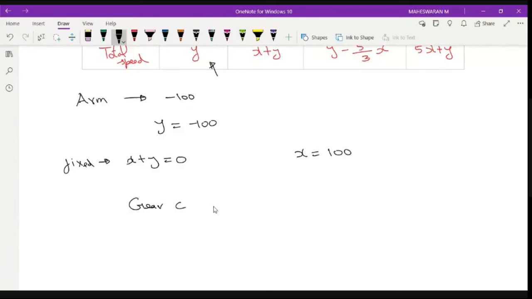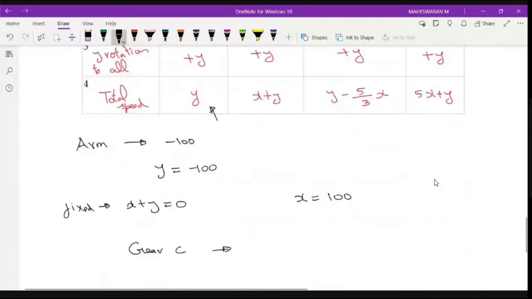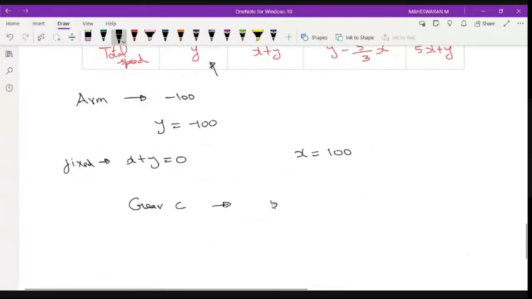Identify the speed of gear C. Gear C is 5x plus y, which I can write as 5 into 100, because x is 100 and y is minus 100. So what will we get? 400. So you are getting 400 RPM.